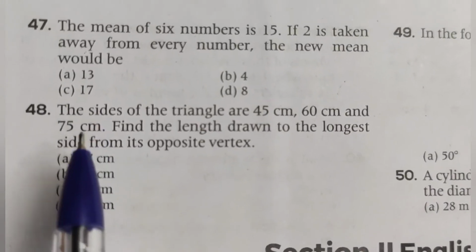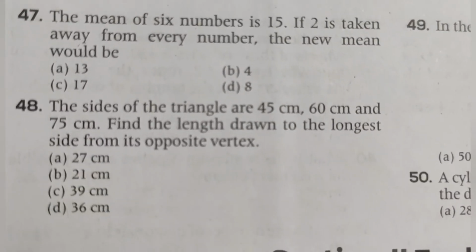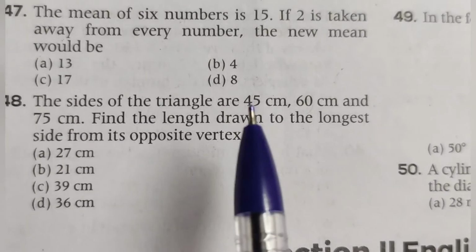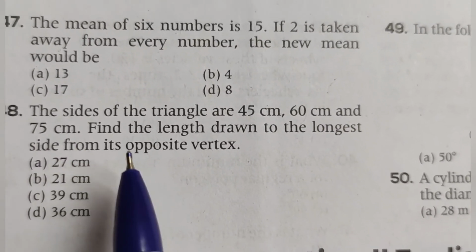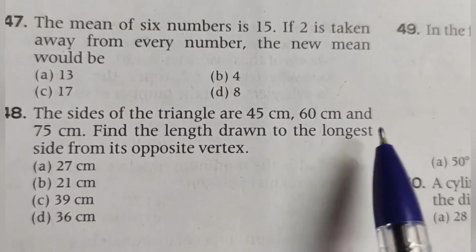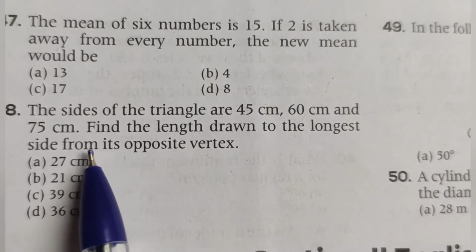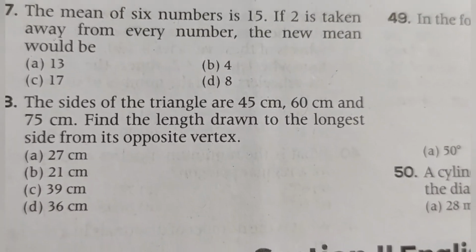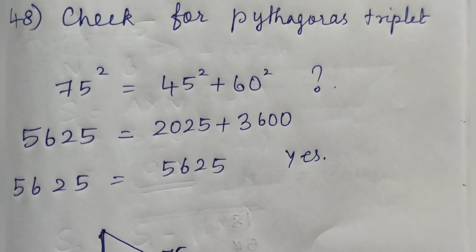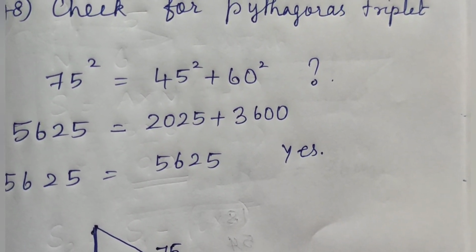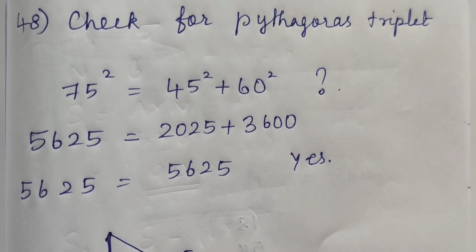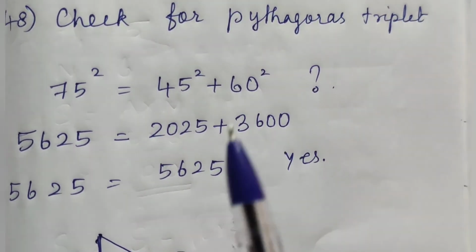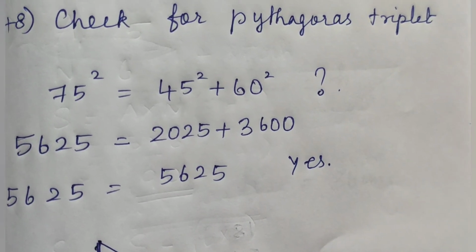Option A, 13. Question 48. The sides of the triangle are 45 centimeter, 60 centimeter and 75 centimeter. Find the length of the perpendicular drawn to the longest side from its opposite vertex. Three sides of the triangle are given, so I want to check whether the triangle is a right triangle or not. How can I check it?